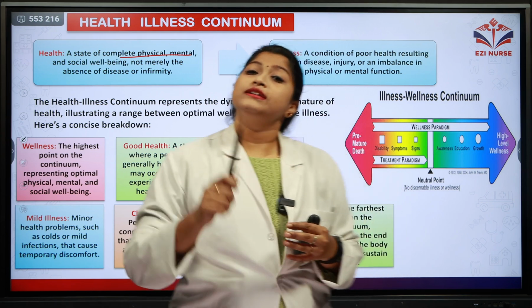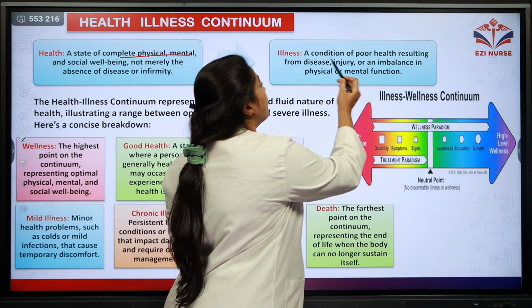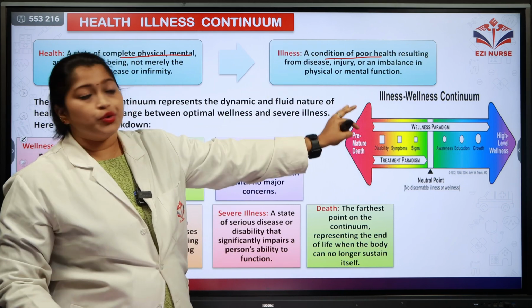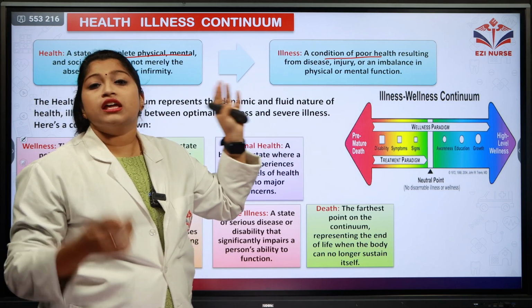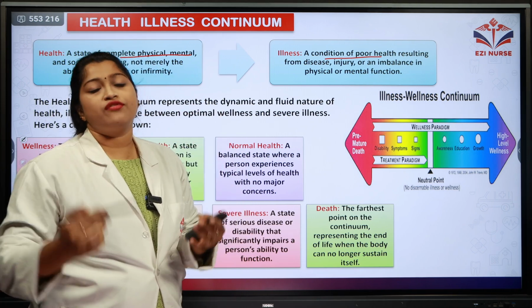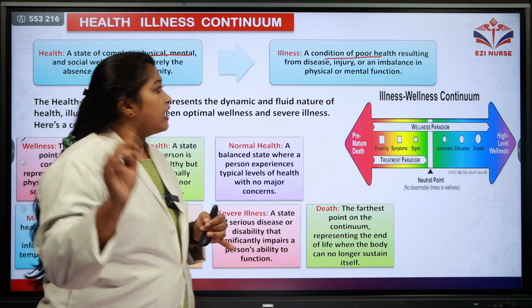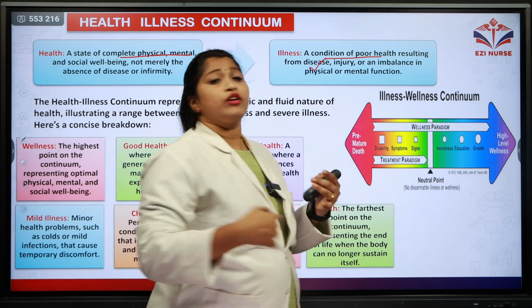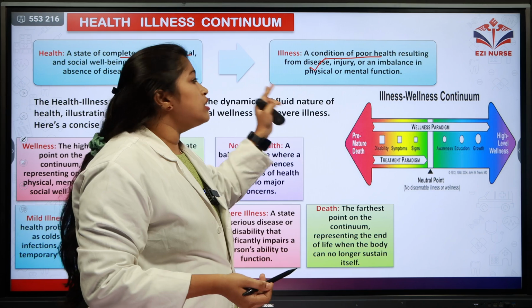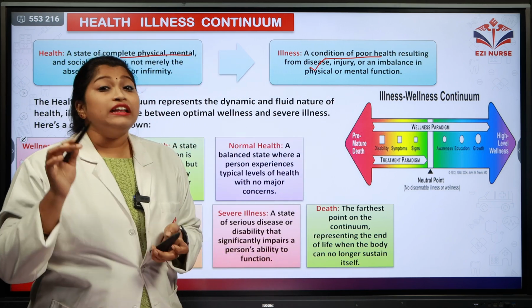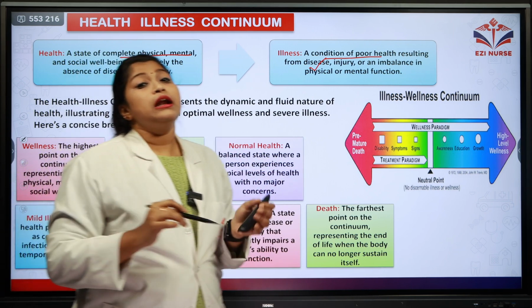And let's see what is illness. Illness is a poor health resulting from disease, injury or an imbalance in both physical and mental functioning of that person. So a person is considered ill if he is having any disease or injury in his body, and there is also imbalance in his physical and mental functioning. Only then he is called an ill person.